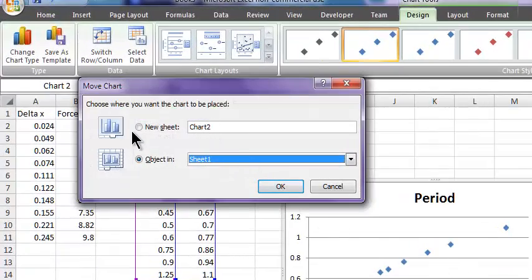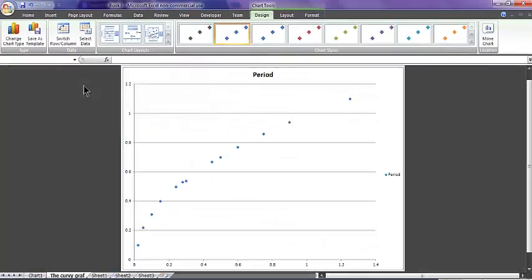Now it has a different name here. Again, yours may be, mine says chart 2. It may be something different than that. And you can give it its own name if you want. I could call it the curvy graph. I could even misspell curvy. Or, excuse me, misspell graph. Down here, the curvy graph. All right, now that really shows me what I want it to show me.